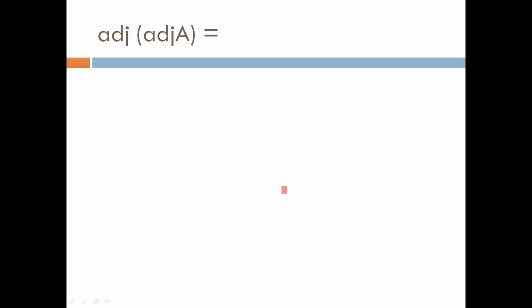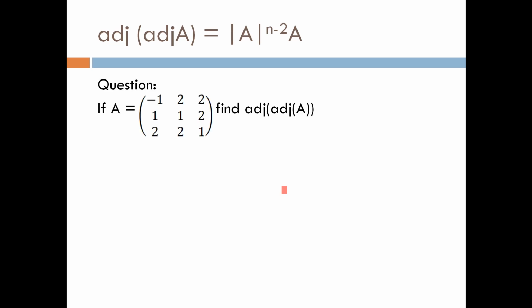The next is adjoint of adjoint A. How to find this? Usually, first we have to find the adjoint of matrix A, and for that resultant matrix again find the adjoint. But the formula is determinant A the whole power n minus 2 into A, where n is the order of the square matrix. Again I'm going to take the same matrix and find adjoint of adjoint A. We know that determinant A is equal to 9. Therefore it's 9 to the power 3 minus 2 into A, that is 9 power 1, that is 9A.